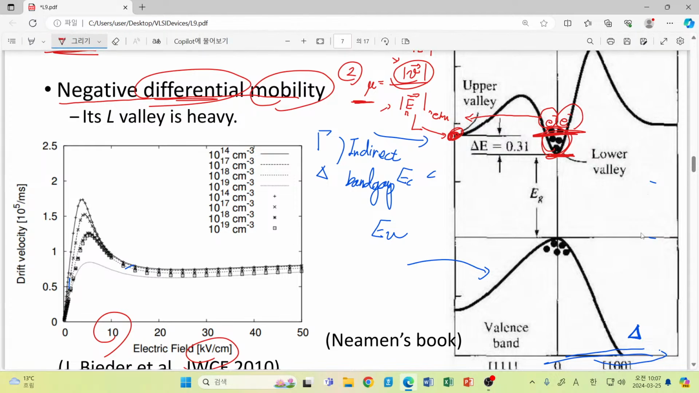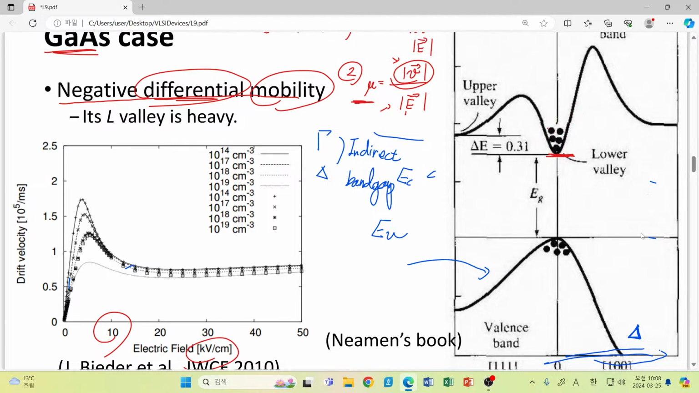So what happens? It is related to the curvature of our band structure. Do you remember?